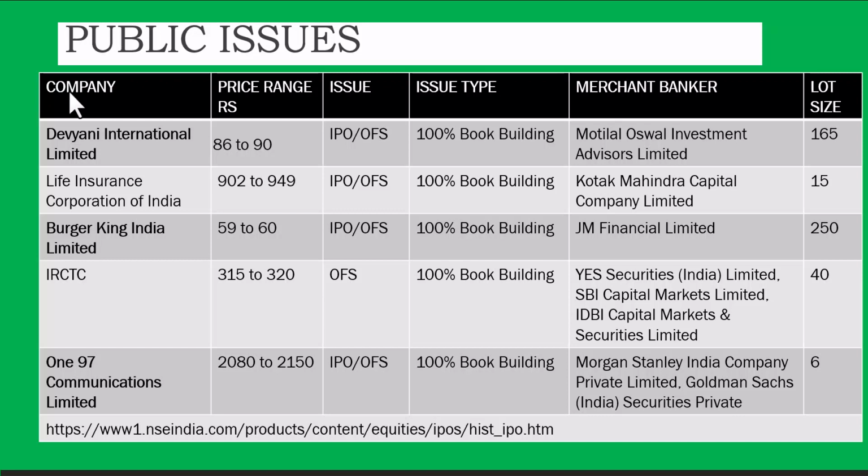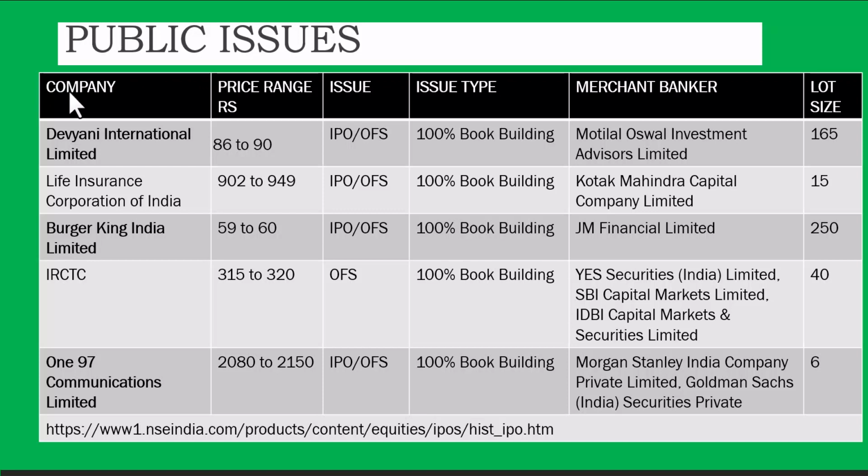Okay. So they came with an IPO at a price of 86 to 90. So this is the price band. So the price range was 80 to 90 when they came with an IPO. Okay. And it was an IPO with OFS.